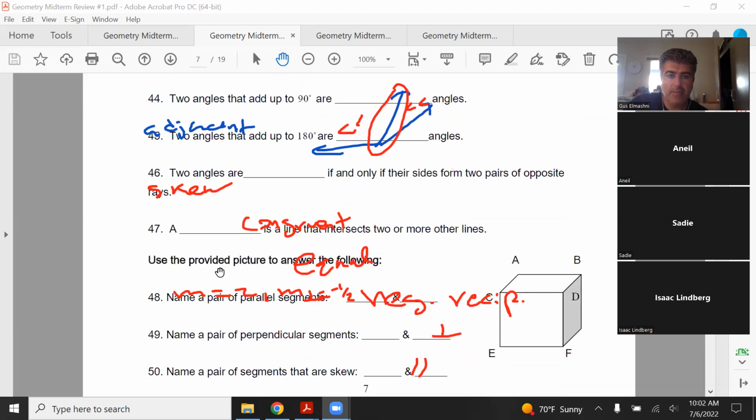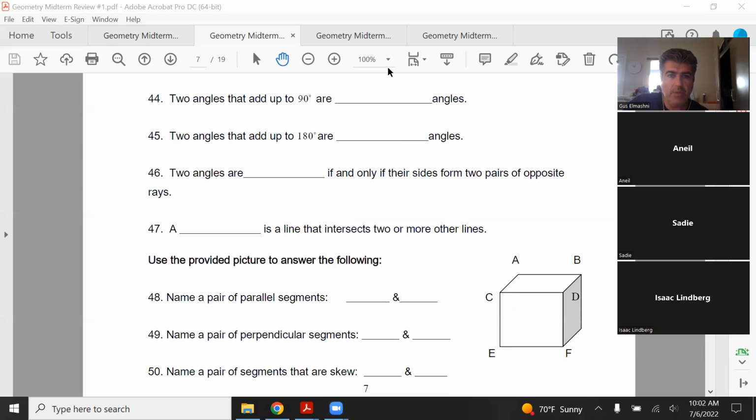And then the home stretch here for our break. Two angles that add up to 90 are complementary. Remember, some of you botched that in our first test. Two angles that add up to 180 are supplementary. Two angles are blank if and only if their sides are two pairs of opposite rays.